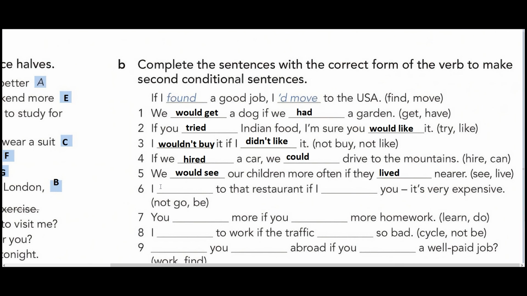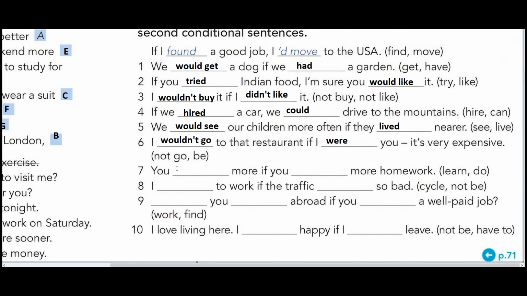Number 6. I wouldn't go to that restaurant if I were you. It's just an expression you need to remember as a whole, like if I were you and so on. It's very expensive. You would learn more if you did more homework. It's so relatable for all of my students. Yeah, you would learn more if you did more homework.